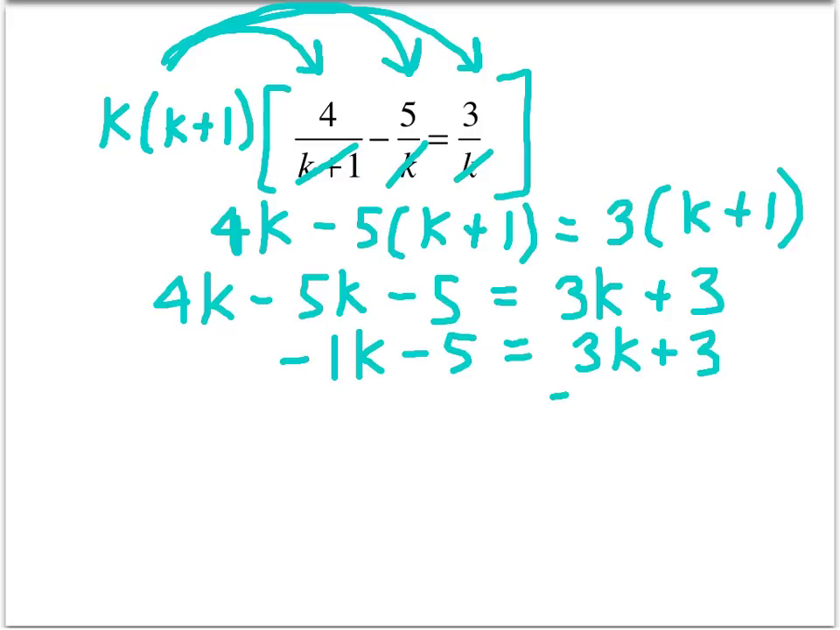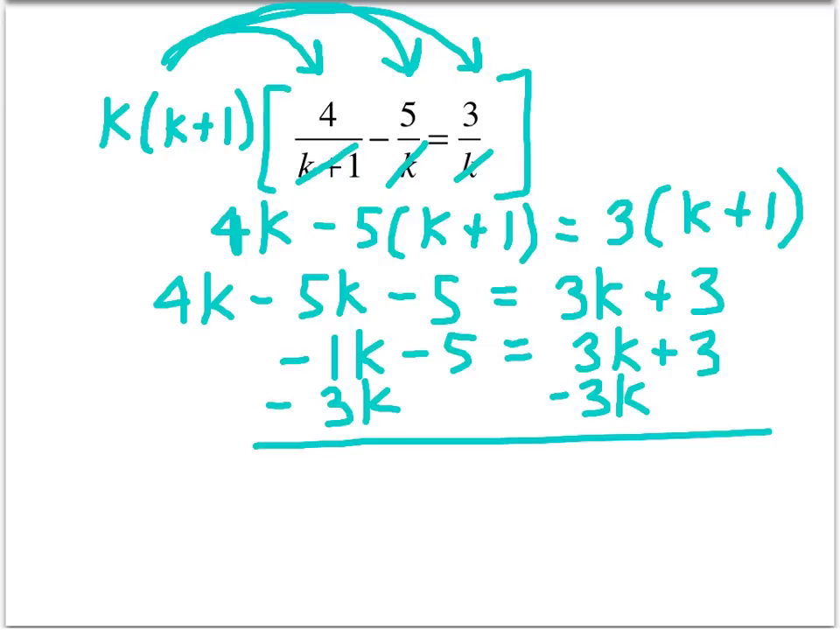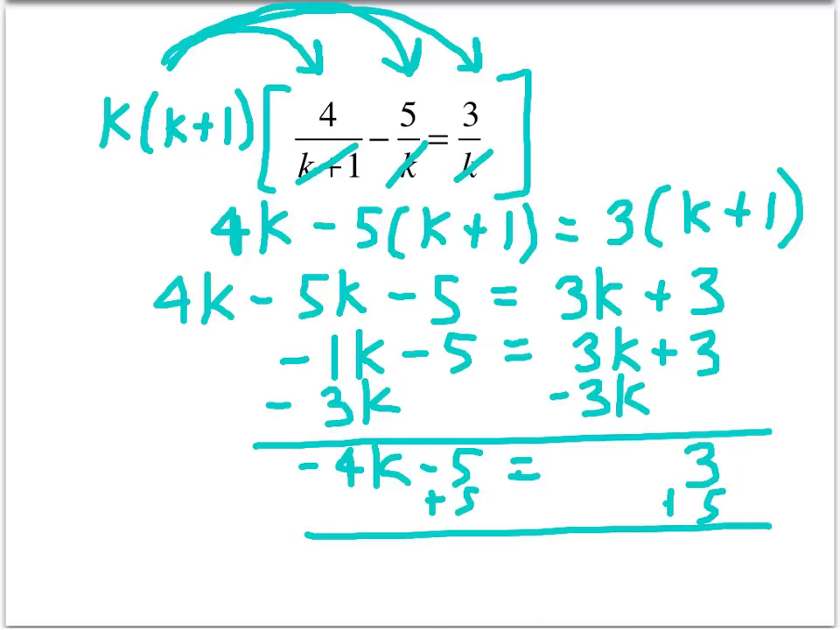I'm going to get all my k's on the left. I'm accustomed to doing that. So I get minus 3k there. So here I'll have minus 4k minus 5 equals 3. And I'm going to add 5 to each side. I'm almost done here, boys and girls. And so I get negative 4k equaling 8.